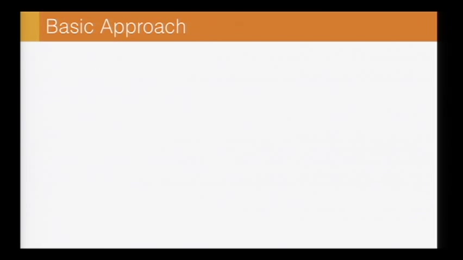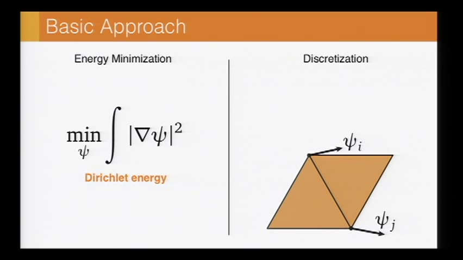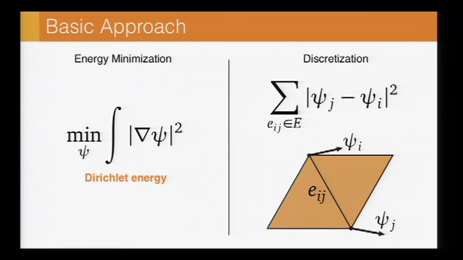Usually the way we formulate methods for computing fields on surfaces is with energy minimization. So we have some energy E that measures the smoothness of a field psi. Often this is something like the Dirichlet energy. So you imagine if I have a vertex, I have a vector at every vertex of my mesh, then I'm going to take the difference across the edge, square it, and add that up over the whole surface.